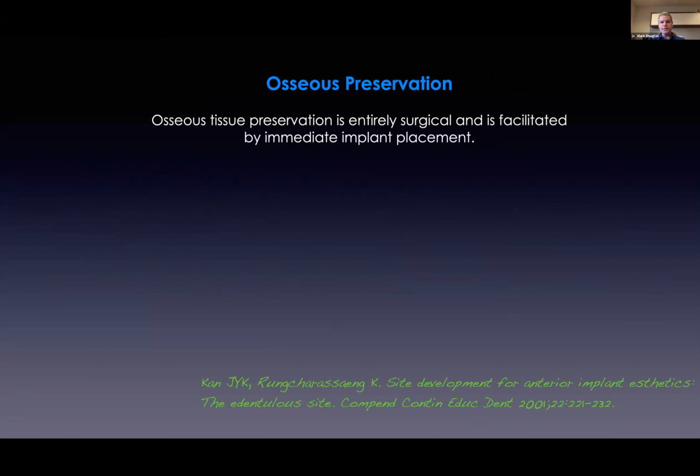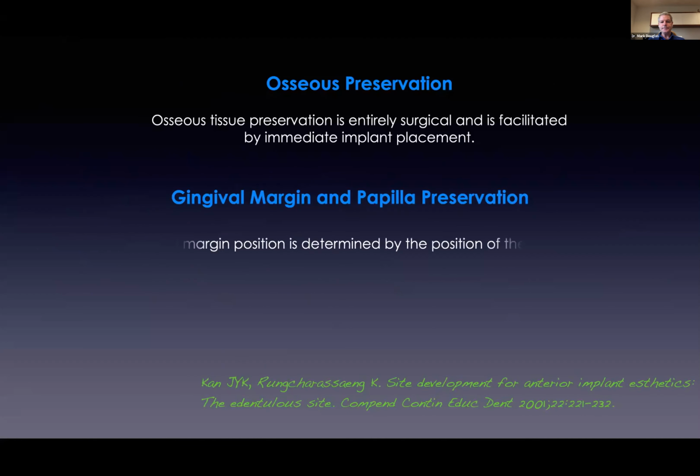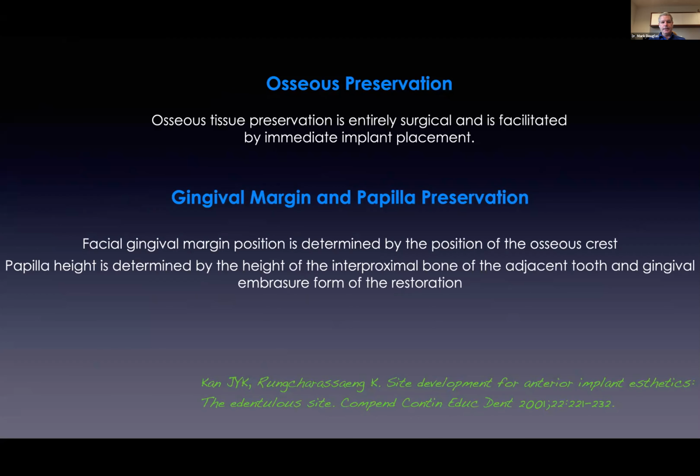So how do you preserve the bone? Osseous preservation is entirely surgical and is facilitated by immediate implant placement. So Ken, I believe, did his residency with John Kois. Gingival margin and papilla preservation: facial gingival margin position is determined by the position of the osseous crest. The papilla height is determined by the height of the interproximal bone of the adjacent tooth and the gingival embrasure form of the restoration.